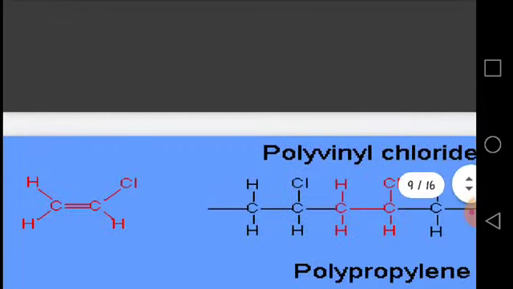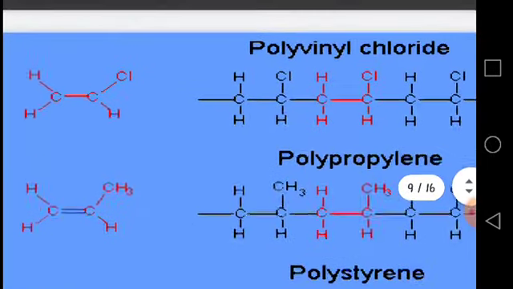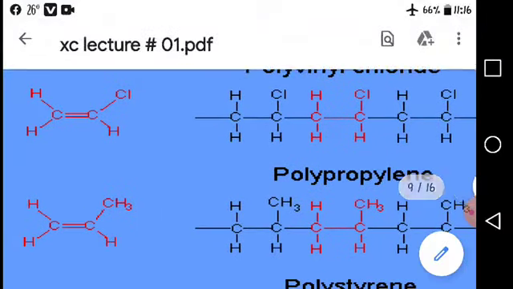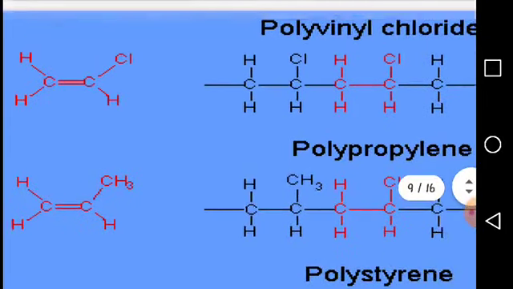The first example is from the book, that is addition polymerization. You can see again the example of polyvinyl chloride. This is one unit of vinyl chloride combined with many units of vinyl chloride and forming the long chain polyvinyl chloride. You can see in vinyl chloride there is a double bond between carbon and carbon.